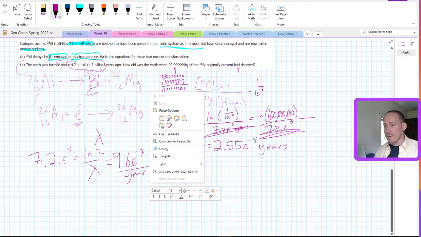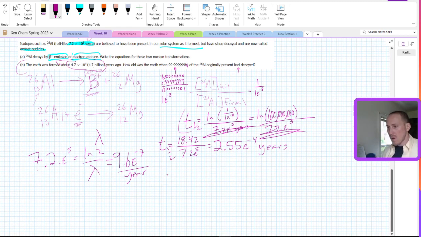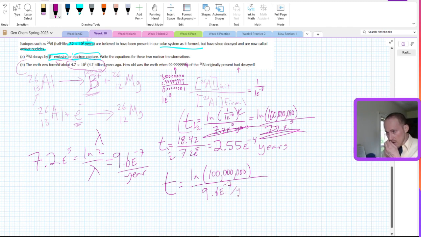So now our actual time, that's what needed to be on the bottom. So our actual time is going to be the natural log of that ratio. That was correct. The natural log of 100 million, which is 18.42, but now it's divided by 9.6 times 10 to the minus 7 per year. That's per year. We're dividing by per year. That's why the answer is going to be in years. So 18.42 divided by 9.6 times 10 to the minus 7.